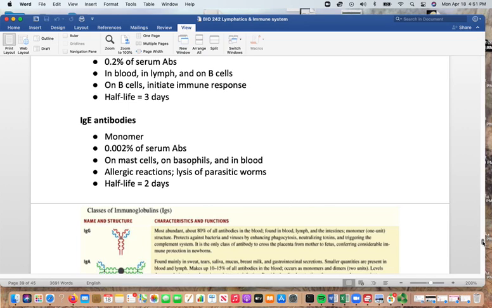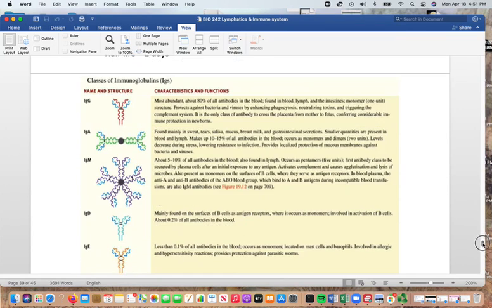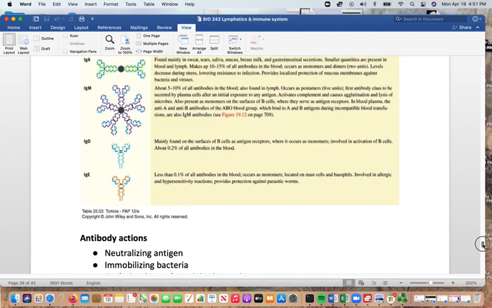IgE, monomer, it's only about 0.002% of the serum antibody. It's on the mast cells, basophils, and in the blood. This one's involved with allergic reactions as well as parasitic worm infections. Half-life, again, very short, 2 days. So this just gives some comparisons here.